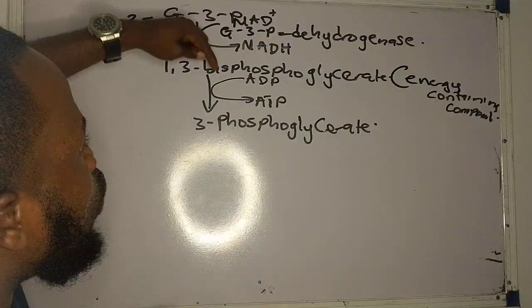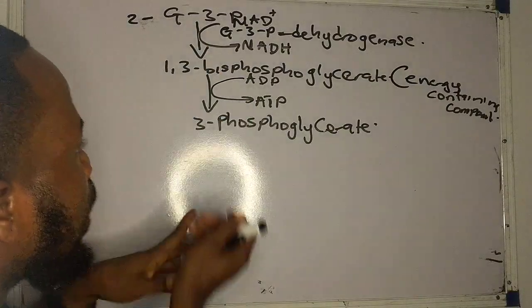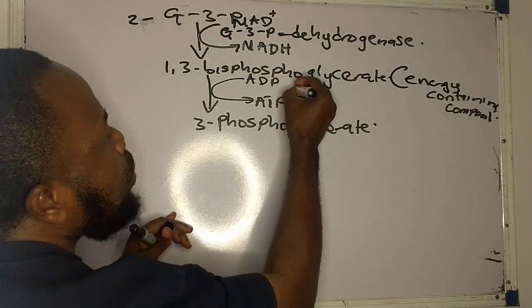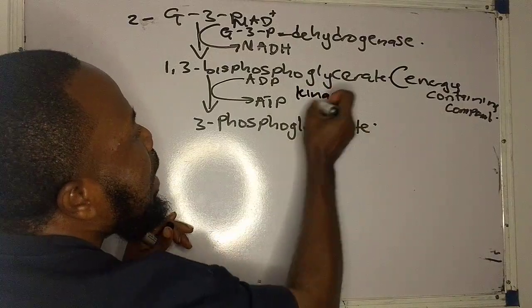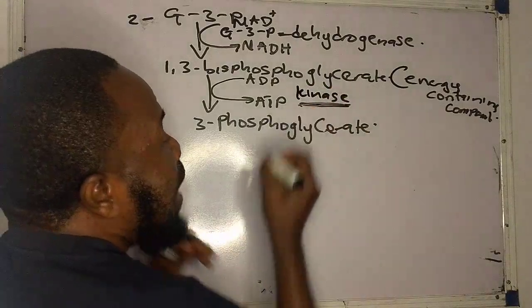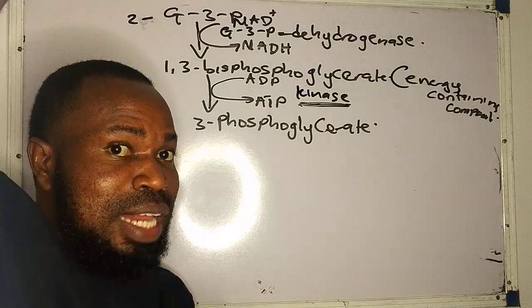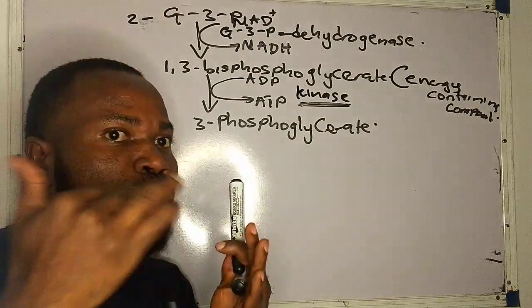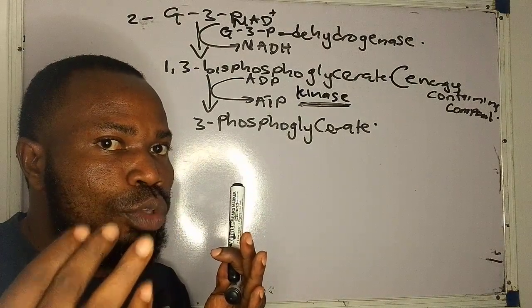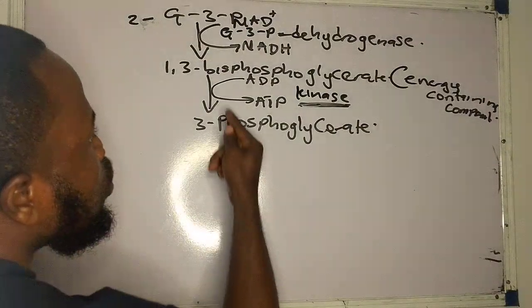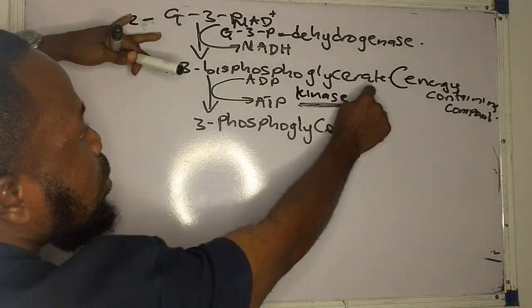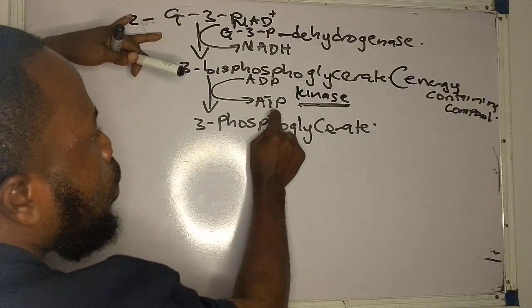Now in this place, of course, it's a kinase that catalyzes this reaction. Now that kinase, 1,3-phosphoglycerate, what kinase? Now if you hear an enzyme with the name kinase, like in the first enzyme, that first regulatory enzyme known as hexokinase, it involves the transfer of what, of phosphate group. Now this phosphate group is being transferred from this high energy containing compound to ADP to now form what, ATP.